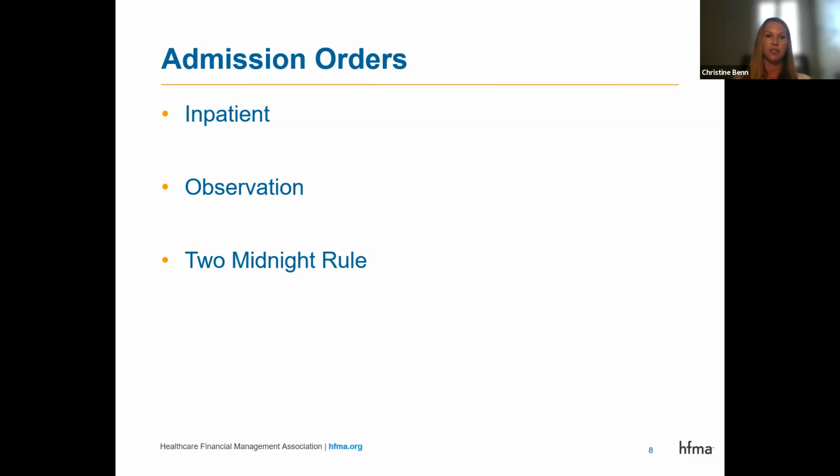Observation services, which are different, are used to evaluate patients for possible inpatient admission or to resolve problems where treatment is expected to last less than 24 hours. Using observation status allows the physician time to determine if admission is necessary, reduce denials for unnecessary admissions, and ensure some payment is received.